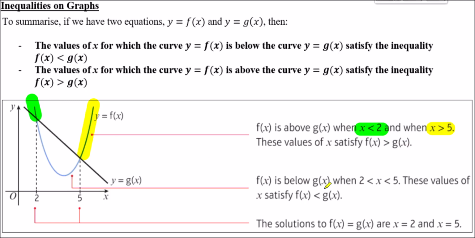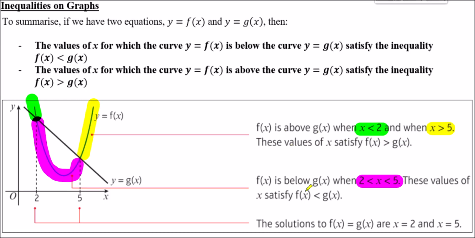F of x is below g of x between 2 and 5. So between 2 and 5, here, that's where the blue curve f of x is below g of x for when x is between 2 and 5. And that's satisfying the inequality f of x less than g of x. So just to recap, f of x greater than g of x is where f of x is above the line. That's where f of x, the blue line, is above the black line.